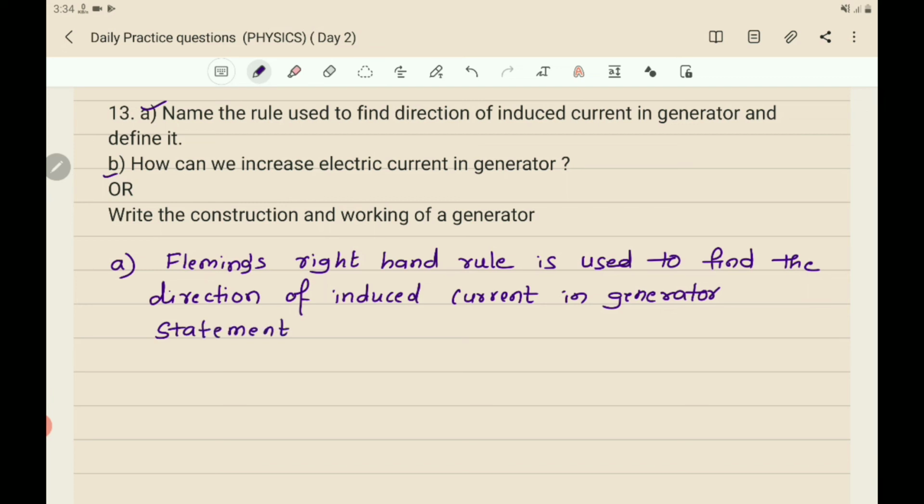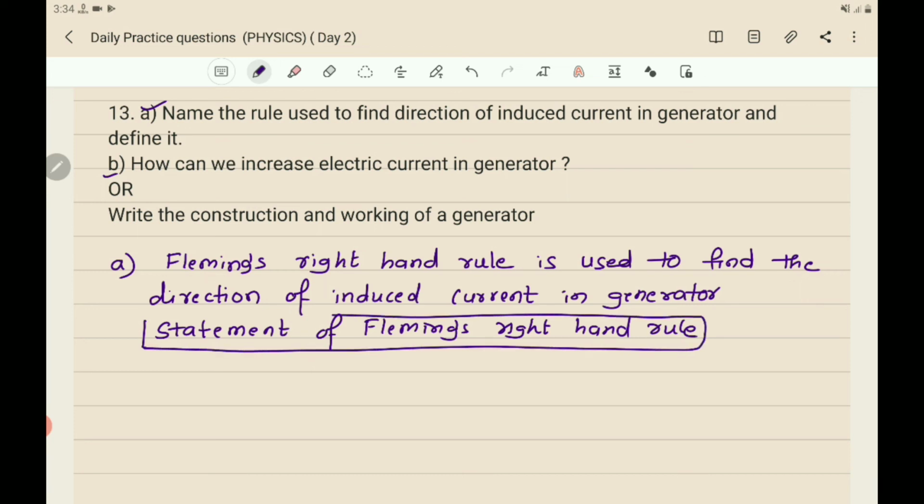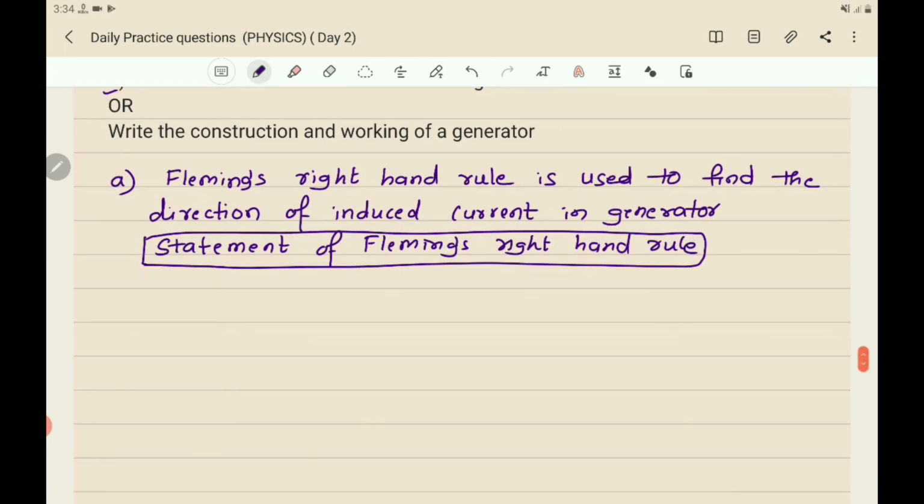Statement of Fleming's right hand rule. So let us write the statement. What is the statement? If we hold the thumb, the forefinger and the central finger of a right hand mutually perpendicular to each other, and if the forefinger points in the direction of the magnetic field, the thumb in the direction of the motion of the conductor, then the central finger points in the direction of the induced current in the conductor.